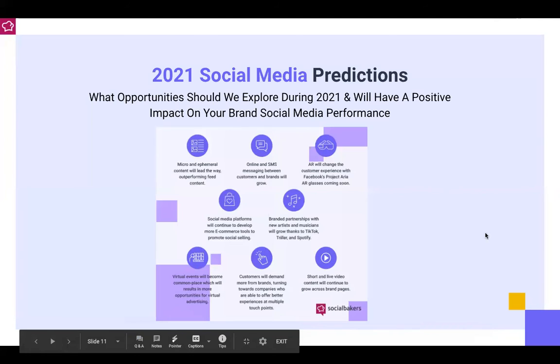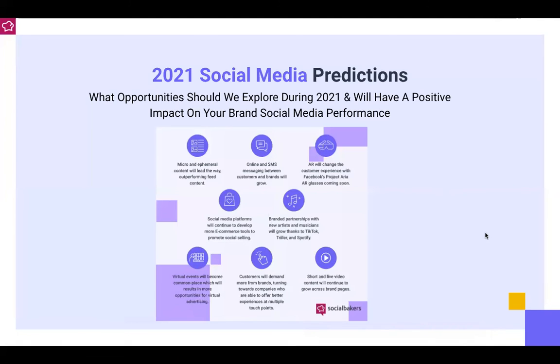Then we're going to see a lot of people investing in online and SMS messaging between customers from social media and then taking it to other channels, as well as AR. I'm pretty sure you heard about the Facebook release of the AR glasses that is coming soon. Then we have the e-commerce aspect, where Instagram shopping and Facebook catalogs are there. We're going to see a rise because, as we can see, a lot of people moved online during COVID, and these trends are continuing in 2021.